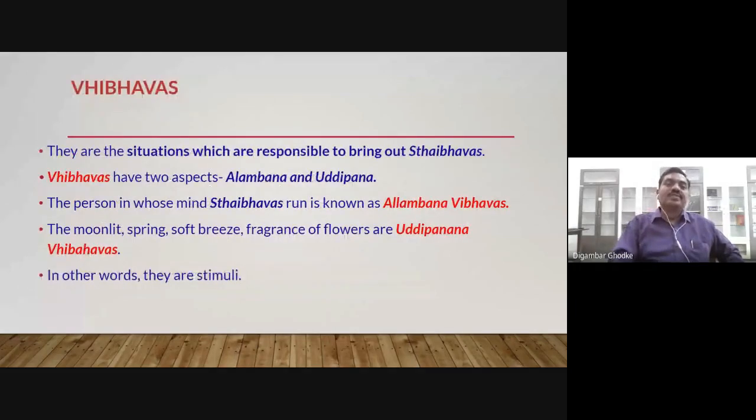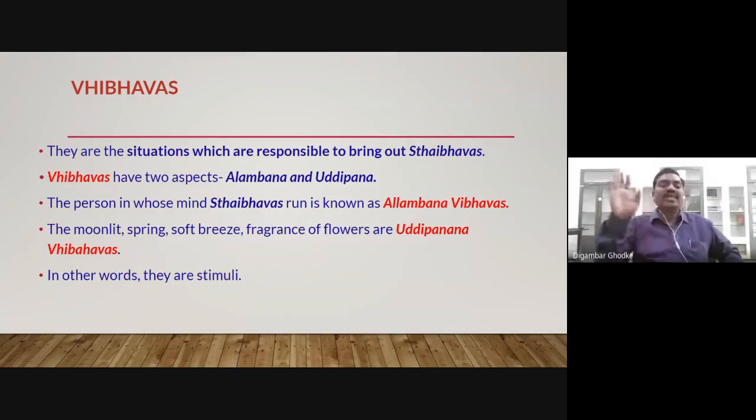Then we shall talk about vibhavas. Vibhavas are the situations which are responsible for bringing out sthai bhavas. Sthai bhavas are there in you, in your personality, and vibhavas are responsible for bringing them out. Vibhavas have two aspects: alambana and uddipana. The persons in whose mind sthai bhavas run are known as alambana vibhavas. For example, the moonlit night, spring, soft breeze, and fragrance of flowers are uddipana vibhavas.